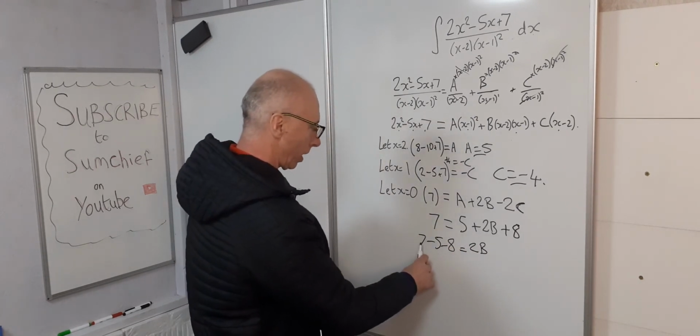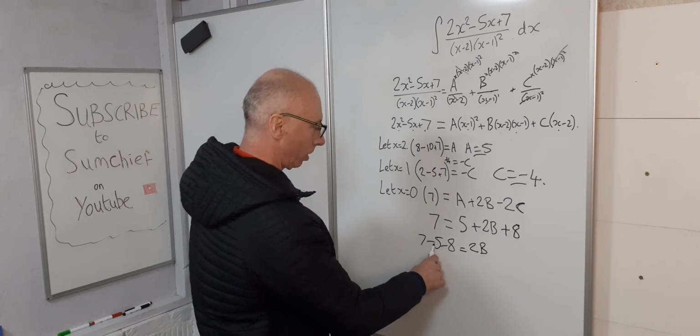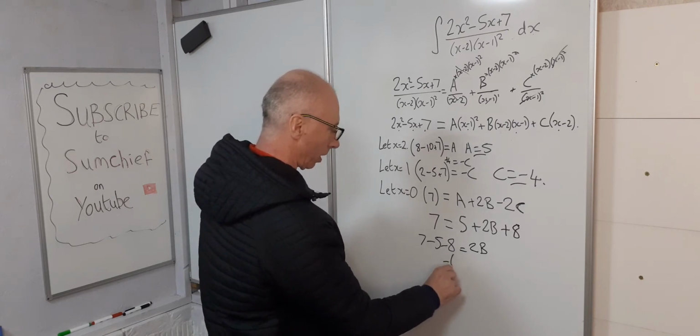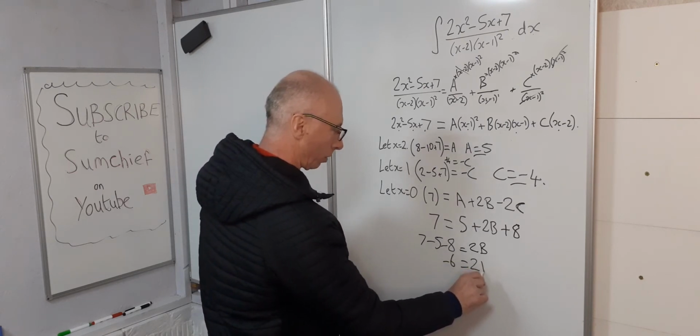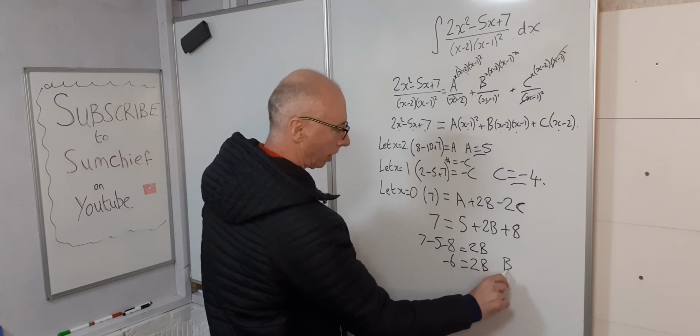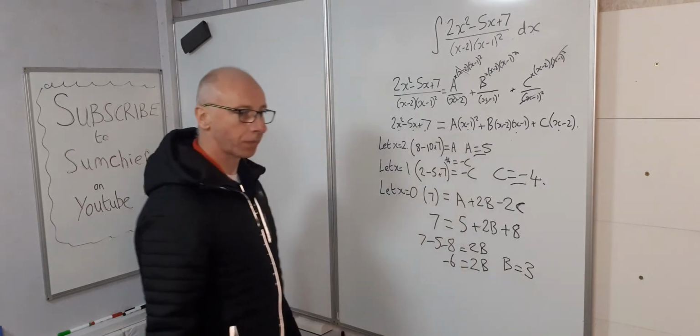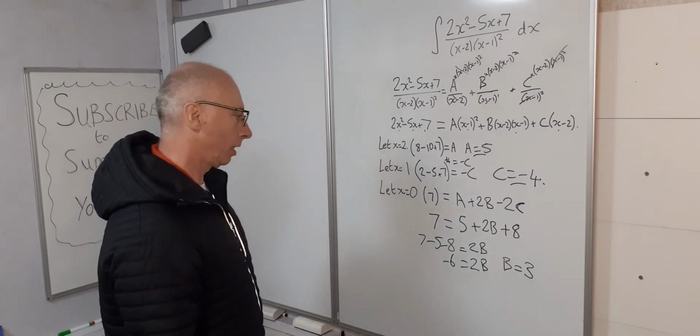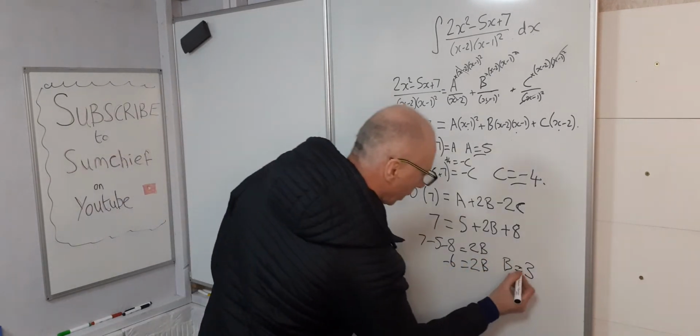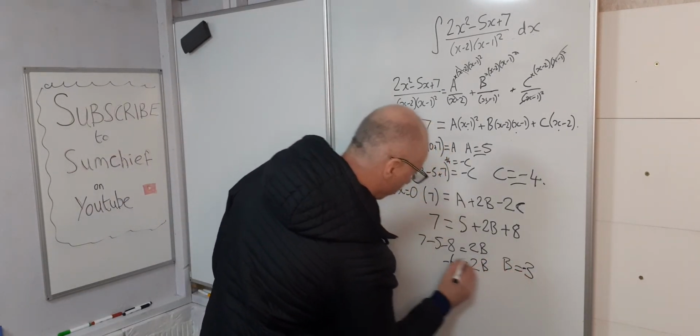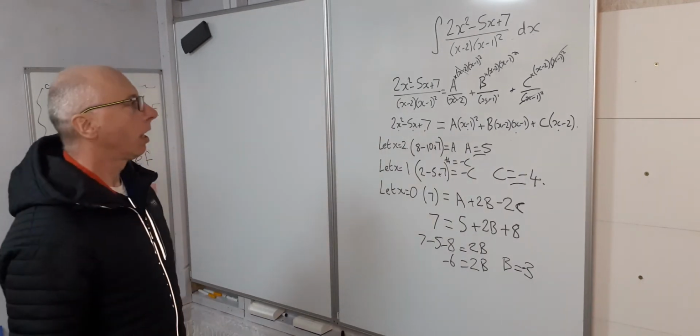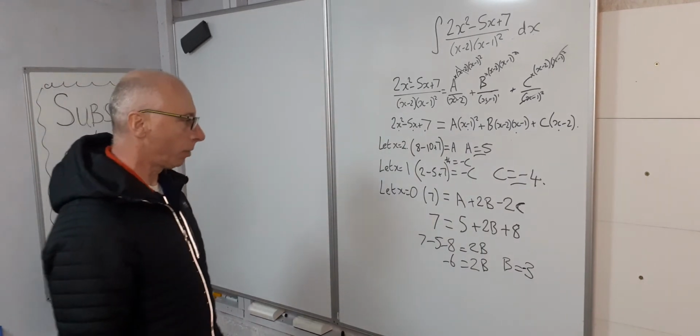Okay, let's work this out. 7 minus 5 is 2, 2 minus 8 is minus 6, minus 6 equals 2b. Therefore b equals 3. Okay, so, sorry, b equals minus 3. Let me just correct that. b equals minus 3. Don't forget the minus sign. Okay, right. Now we know all that.